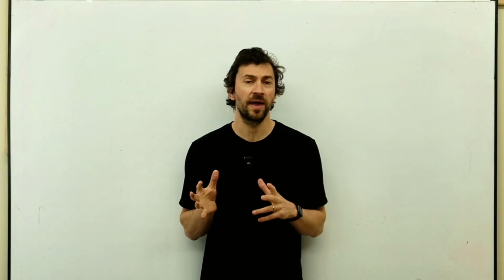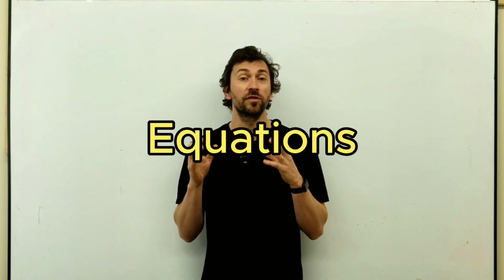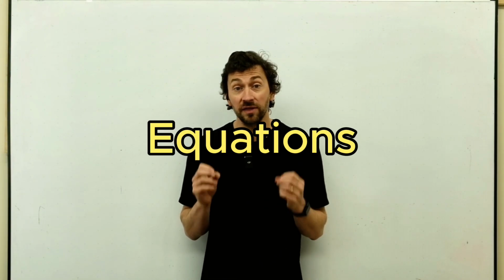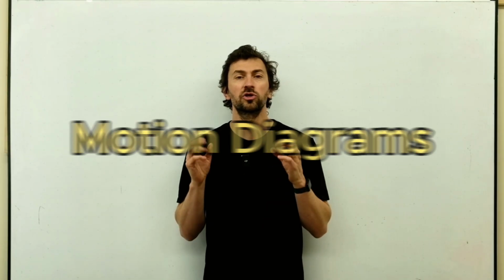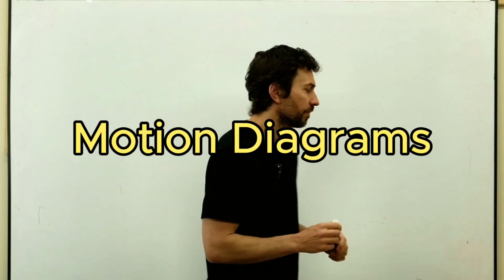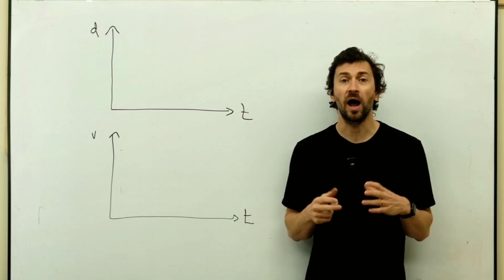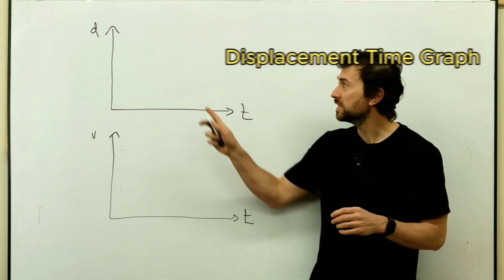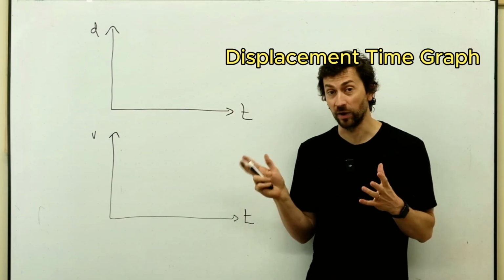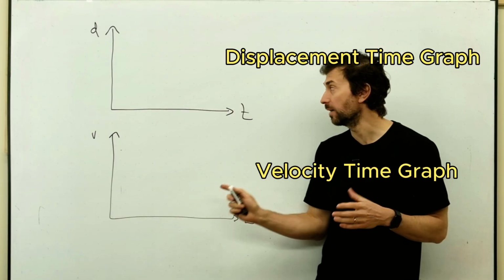When we think about kinematics, the first great tool that we have are the equations. But there's another very important tool, which are the motion diagrams. So let's start with what is a motion diagram. I have two of them up here. This is a displacement time graph, and this is a velocity time graph.